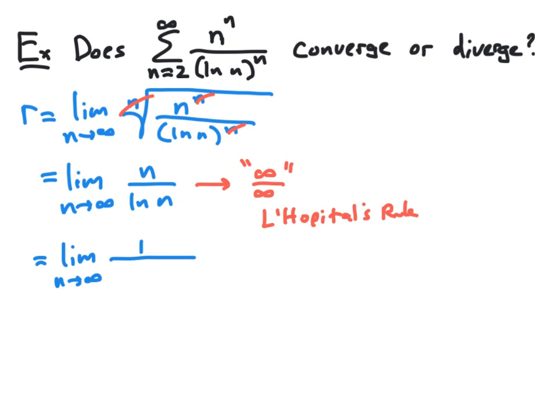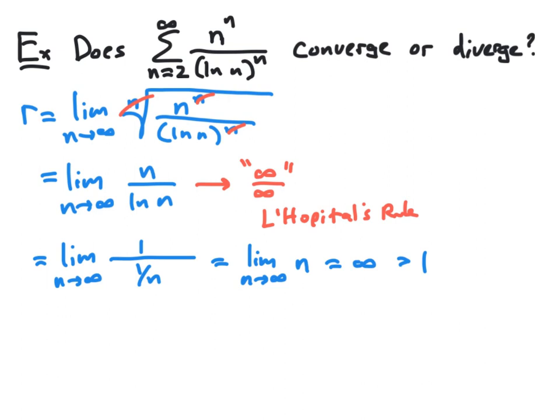the derivative of n, which is 1, over the derivative of natural log of n, which is 1 over n. And simplifying that expression, we get a very simple limit, the limit as n goes to infinity of n. And so here this will be a limit that diverges to infinity, and this limit is certainly greater than 1.